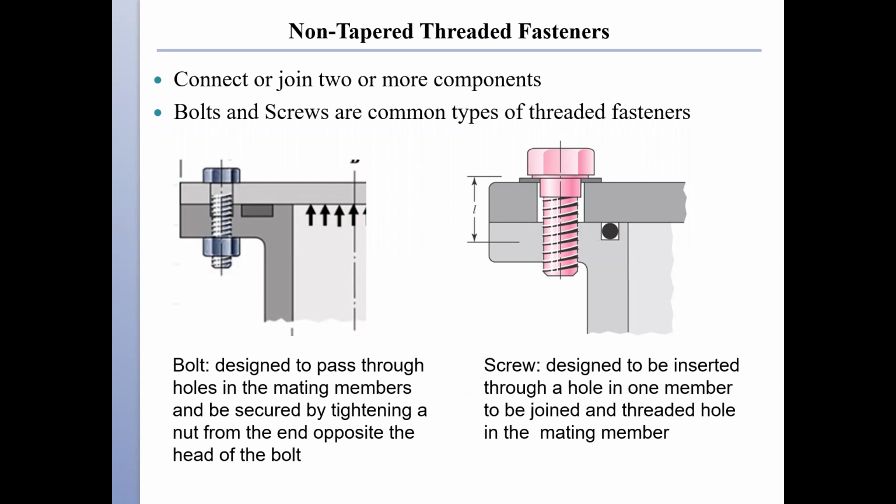What's the difference between bolts and screws? Both of them are common types of fasteners. The main difference is a bolt is designed to pass through a hole in the mating member and be secured by tightening a nut, versus a screw, which is designed to be inserted through a hole in one member to be joined and threaded into a threaded hole in the mating member, as you can see here in the picture. So this is a bolt, there is a nut. This is a screw. The hole in the mating member is threaded, so there is no need for a nut. That's the main difference between a bolt and a screw.